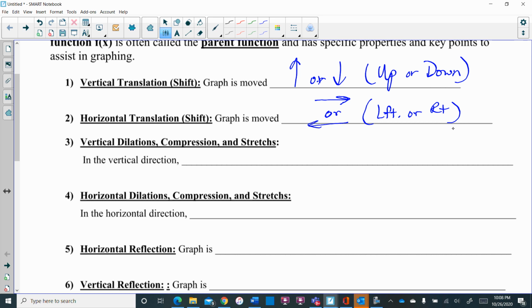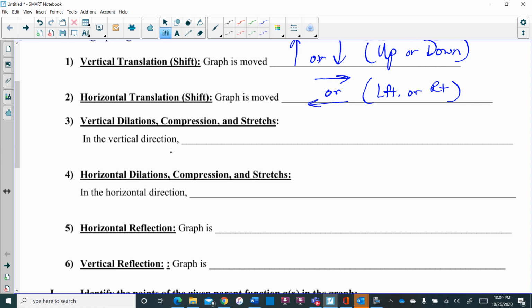Okay. Now, if we're talking about dilation, a dilation in the vertical direction can be a compression or a stretch. This is when we are going to stretch, or compress, which is kind of like shrinking. You're going to go towards the vertical, which in this situation on the graph would be the y.